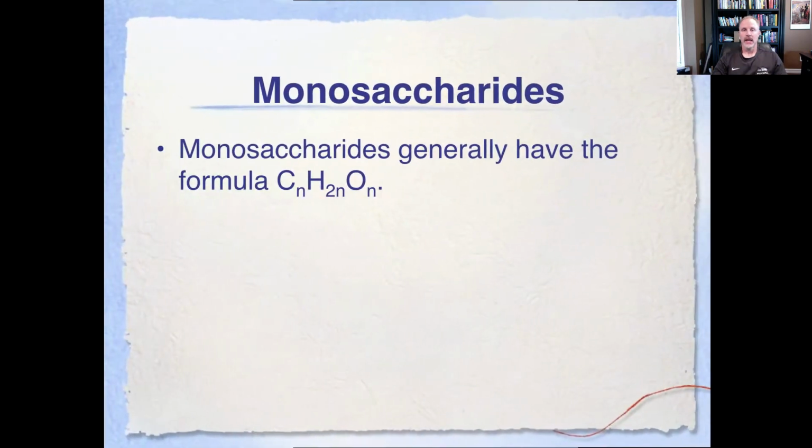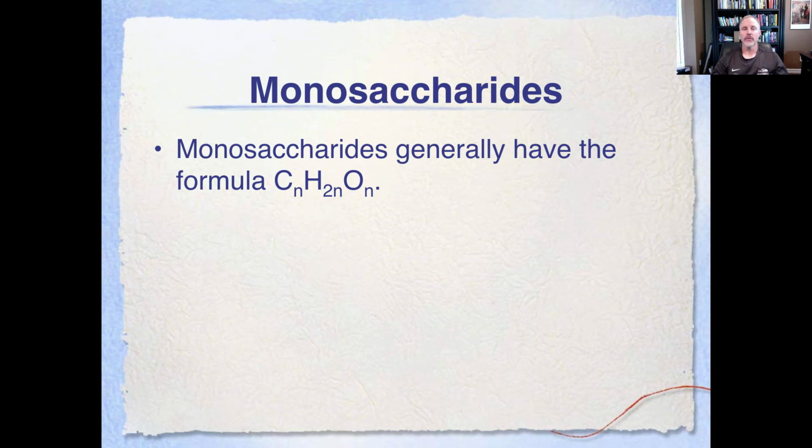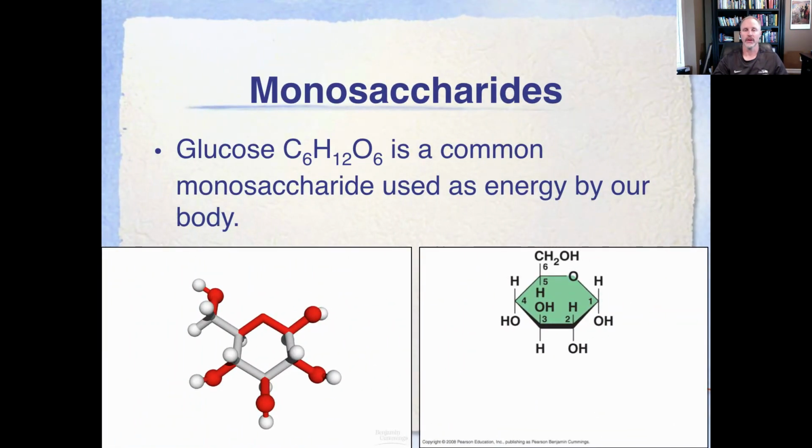Okay, so with a monosaccharide, the general formula for this would be CnH2nOn. So if n was 6 there, you'd have C6H12O6, because the 2n means multiply the number, whatever n is, by 2. So glucose, C6H12O6, that's a common sugar that you're probably familiar with. And this is used very readily by our bodies as an energy source.